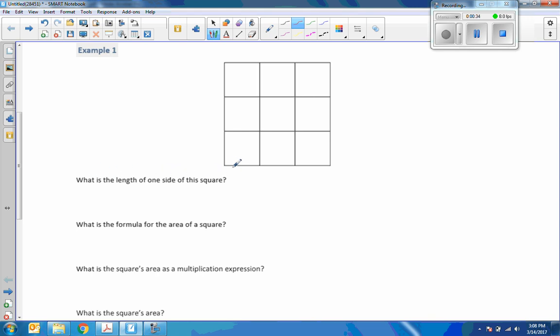So if I look at this, this is one square, or one unit, this is one, and that is one. So the length of one side of the square is 3 units. It didn't say inches, it doesn't say feet, meters, centimeters, none of that. Whenever we don't have a unit of measurement, we simply say units.